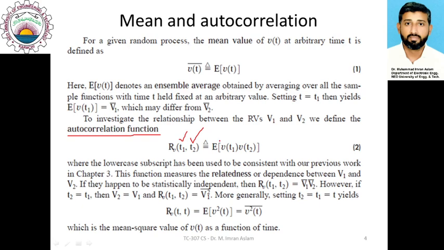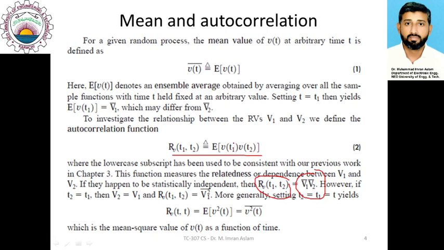This correlation is mathematically defined as the expected value of the product of two samples, that is, whatever voltage sample you have at t1 and t2. So this is the correlation at two different time instances. Here you should also note that if these two samples are uncorrelated, in that case the correlation function will be equal to the product of individual averages, as we have previously discussed in the case of independent random variables as well.